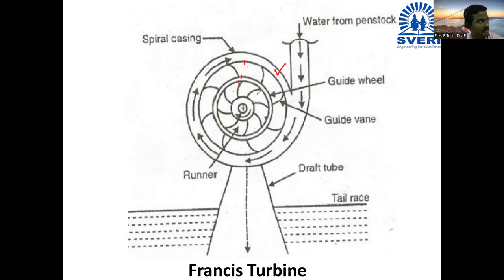When pressure decreases, the pressure becomes lesser than that of atmospheric pressure. So to regain that original pressure, we are making the water flow out through this draft tube. Okay, to regain the original pressure, we are flowing the water to the tail race through the draft tube. So this way this Francis turbine works.